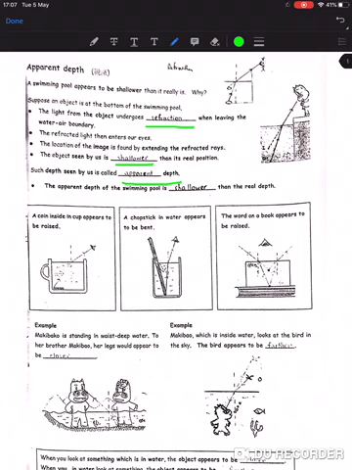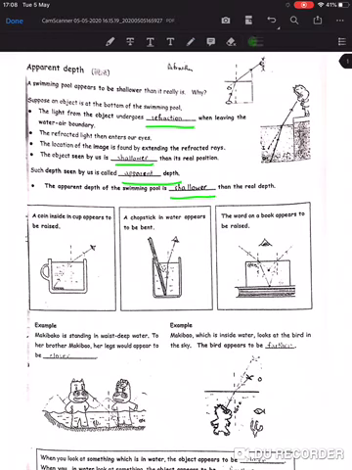Okay? A-P-P-A-R-E-N-T, apparent depth. And the same thing happens in the swimming pool. You will see that it appears to be shallower than the actual depth is. Okay? And now in here, let's put in the drawing.